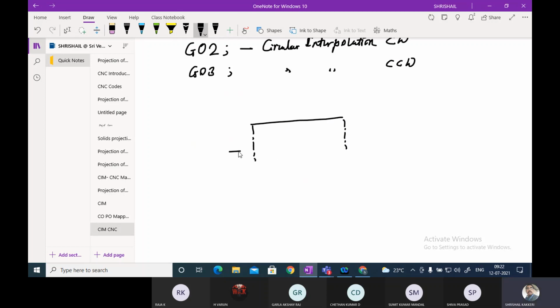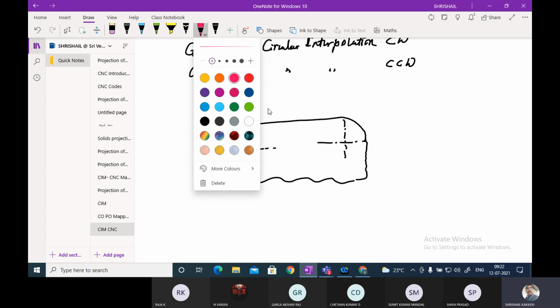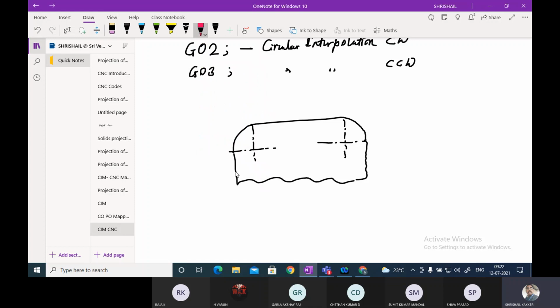This is the last one. I am going to explain this directly, assuming that you know the formulas and the codes, and I'll be continuing. For example, say this is the part which I want to consider. Now this is the cutter, and we are going to take the cutter radius.